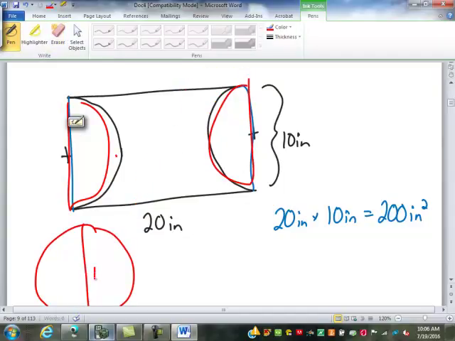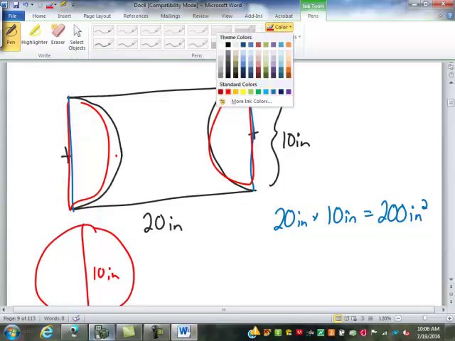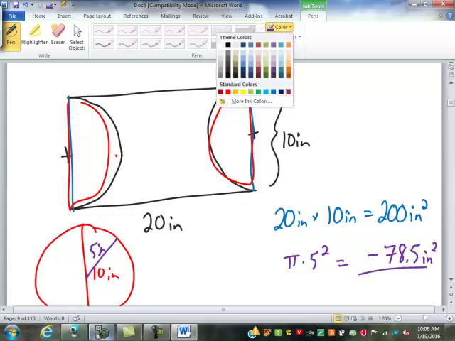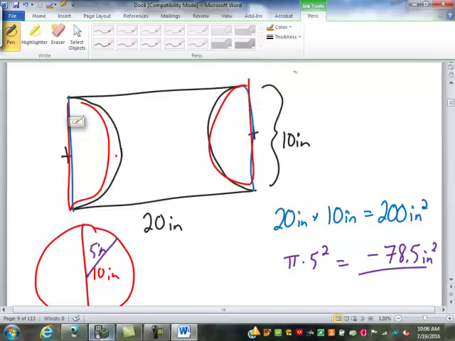With a diameter of 10 inches or a radius of 5 inches. So what I'm subtracting out here is pi times 5 squared. In other words, I'm subtracting out 78.5 inches squared, which gives me 121.5 square inches of area. Simplifies that problem greatly. Any questions?